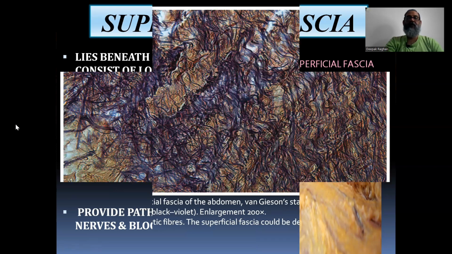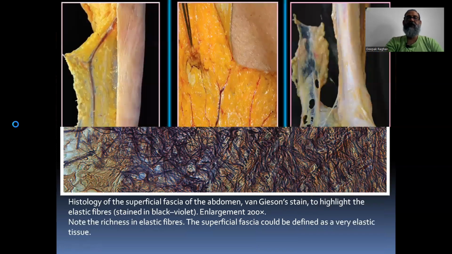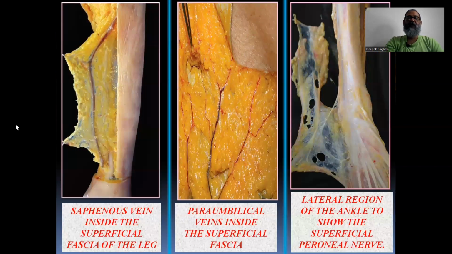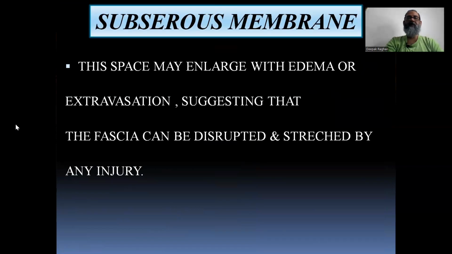This is the histology of superficial fascia. Saphenous vein, paraumbilical vein, and at the lateral region of the ankle the superficial peroneal nerve. All these are present within the fascia. Now come to the subserous membrane. This space may enlarge with edema or extravasation, suggesting that fascia can be disrupted and stretched by any injury.